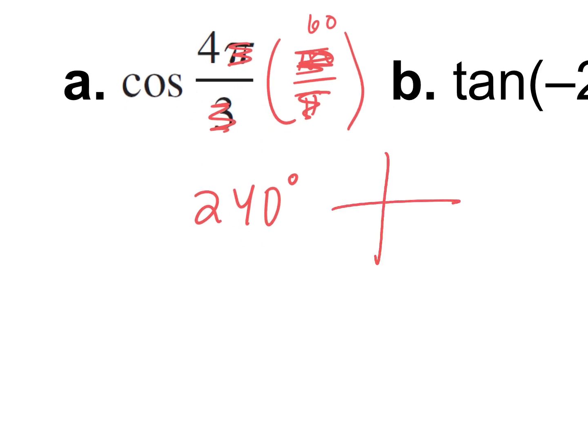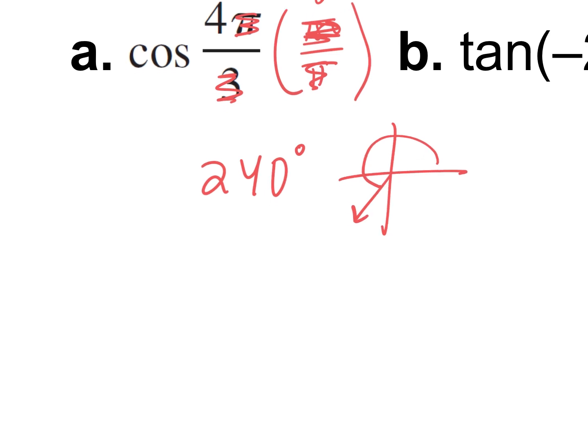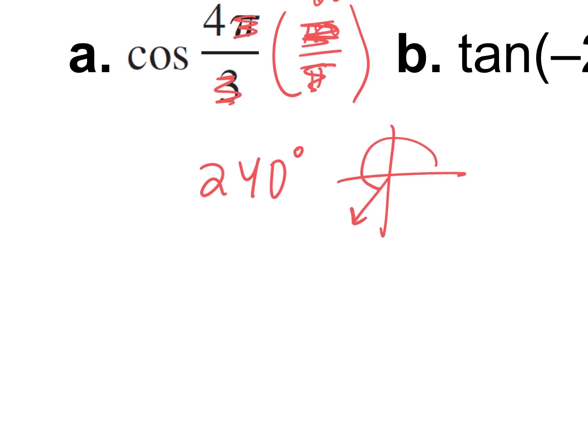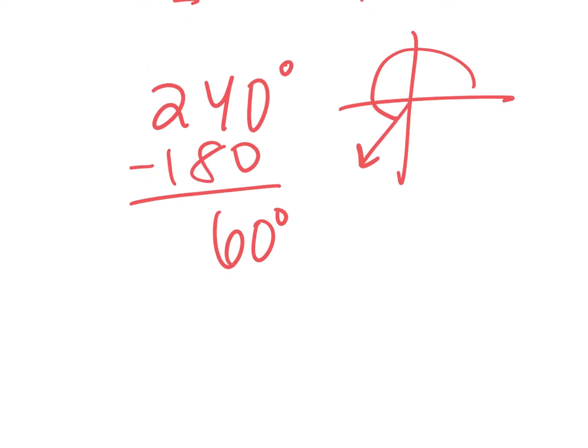Where is 240? It's over here in quadrant 3, right? You guys agree? So, what is the reference angle for 240? How do you find it in quadrant 3? 240 minus 180, and you get what? 60 degrees. All right, that's why we need to know our special rights. Think about this triangle.